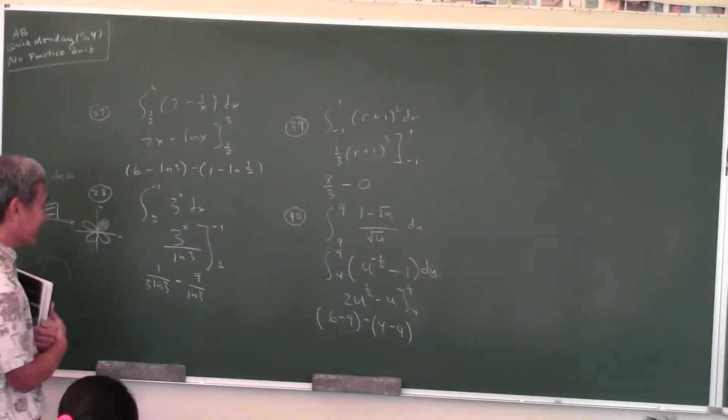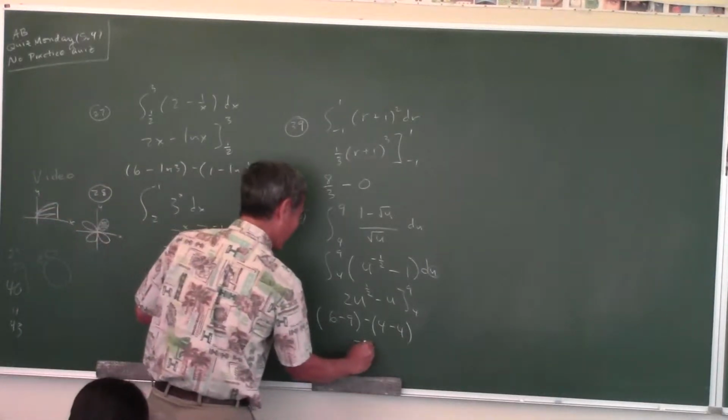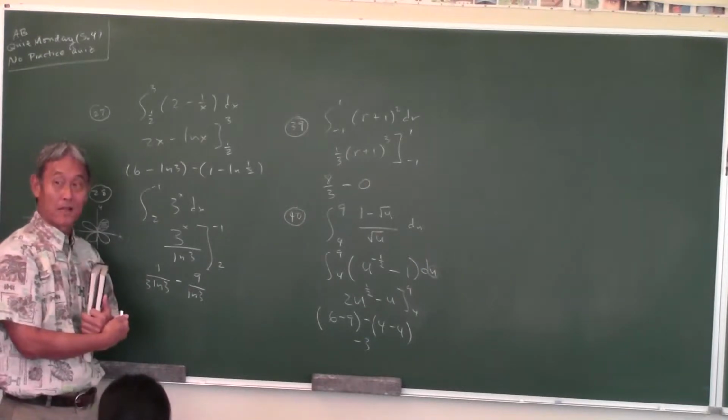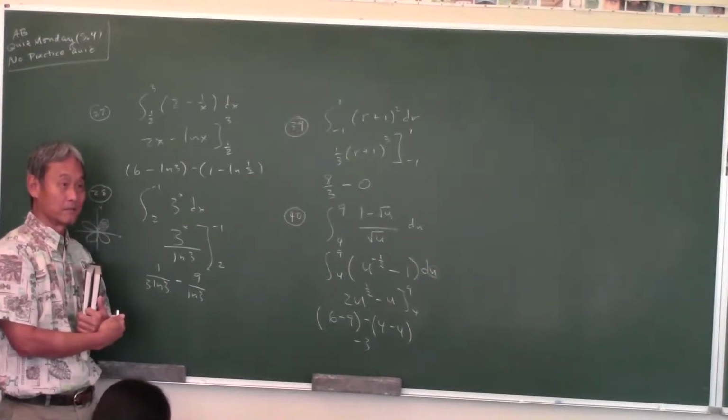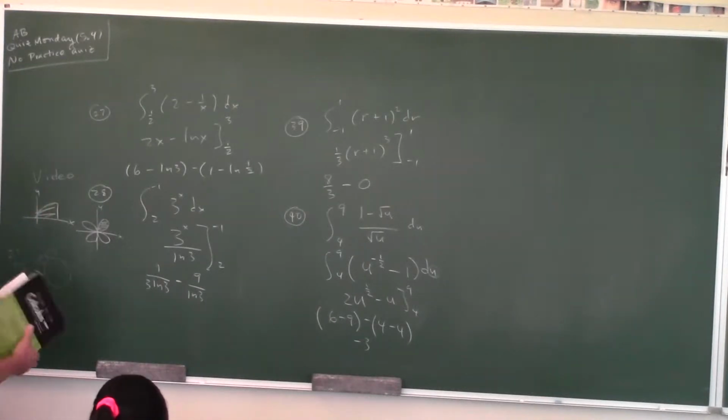I like this part. Hey, Mr. Park! How come the answer comes out negative? Why would this answer come out to -3? Well, maybe most of the graph is below the x-axis, that's why, right? So yes, integrals can be negative if most of the graph is below the x-axis.